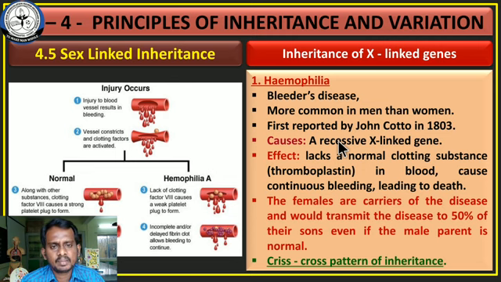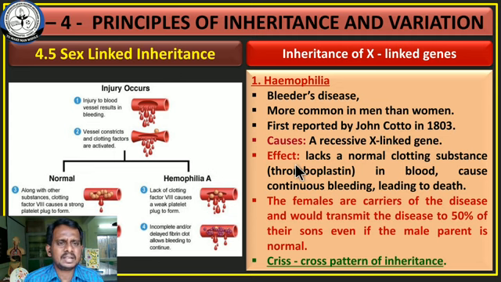But in the case of men, there is a chance for the presence of only one X chromosome and only one Y chromosome. That is the reason men are easily affected by this bleeder disease or hemophilia disease. Okay, it is otherwise called a bleeder disease. It is more common in men than in women. The reason is the presence of two X chromosomes in women. Okay, for the first time this disease was reported by John Cotto in 1803. Maybe a one mark question.